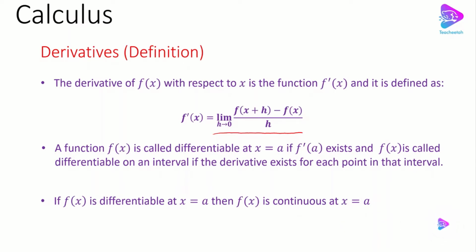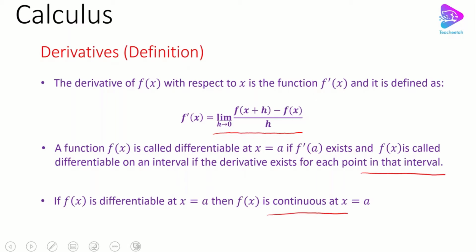In general, a function like f of x is called differentiable at x equal to a if f prime of a exists, and f of x is called differentiable on an interval if the derivative exists for each point in that specific interval. There is a relation between continuous functions and the derivatives. Basically, if the function f of x is differentiable at x equal to a, then f of x is continuous at that value of a.